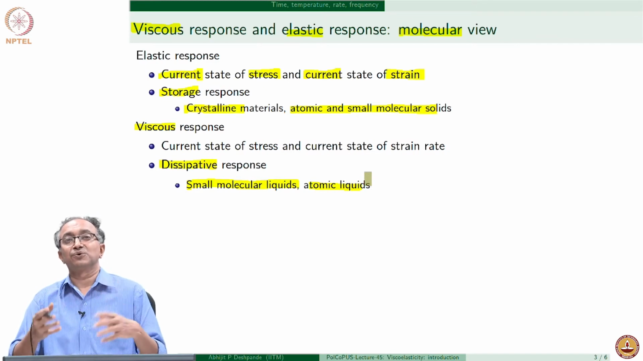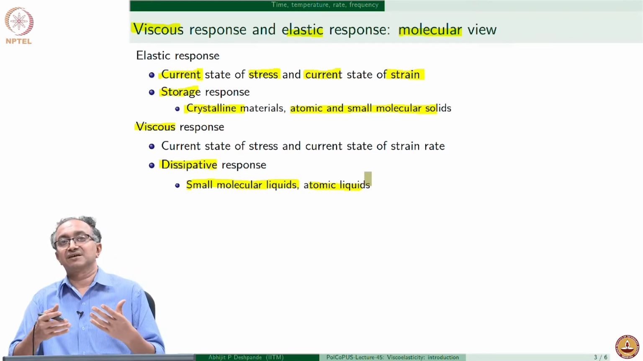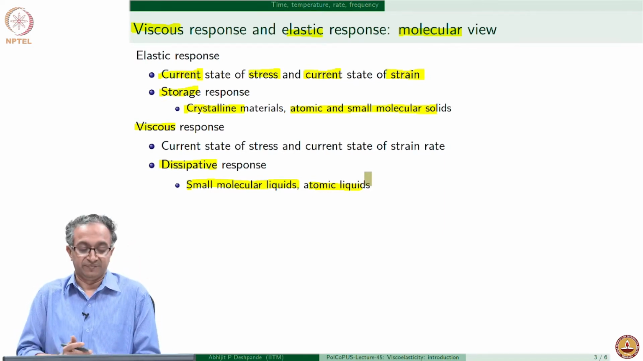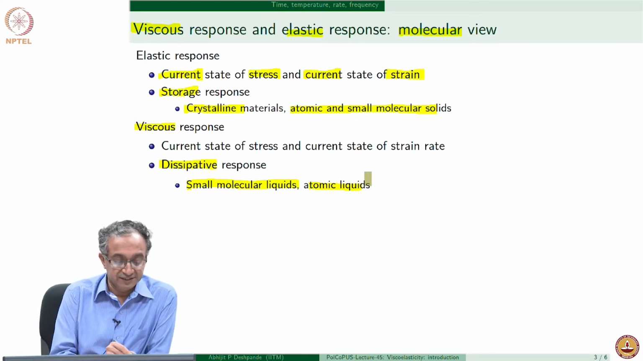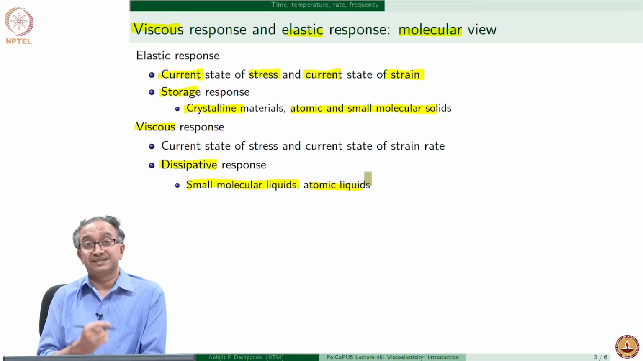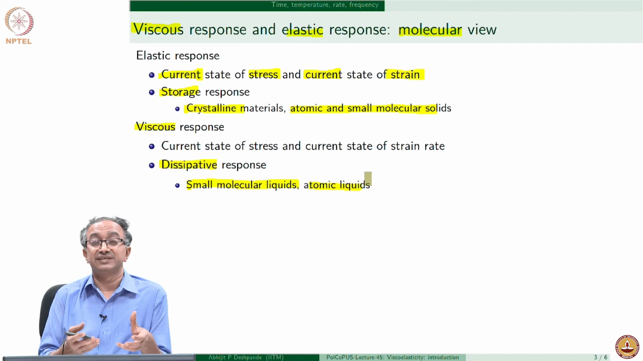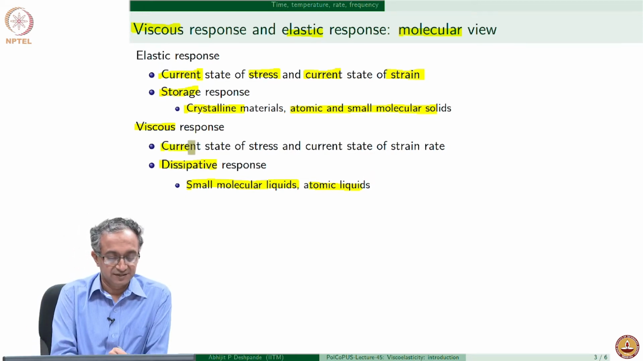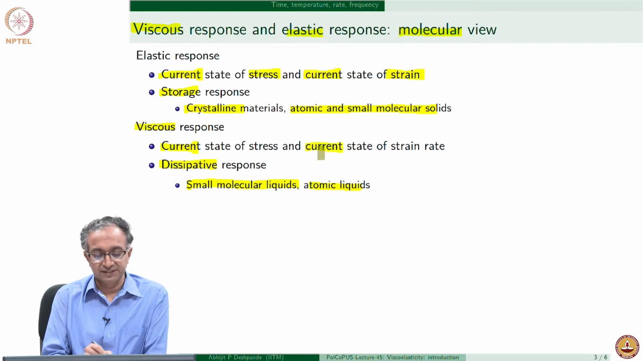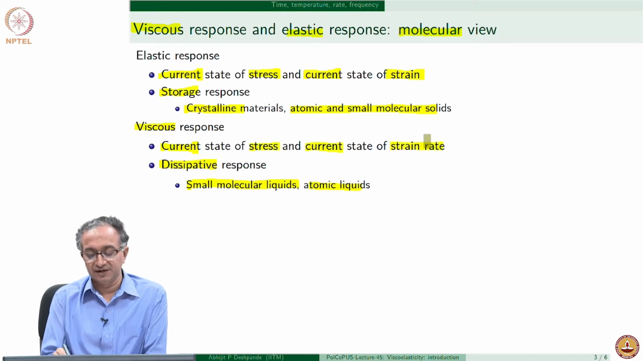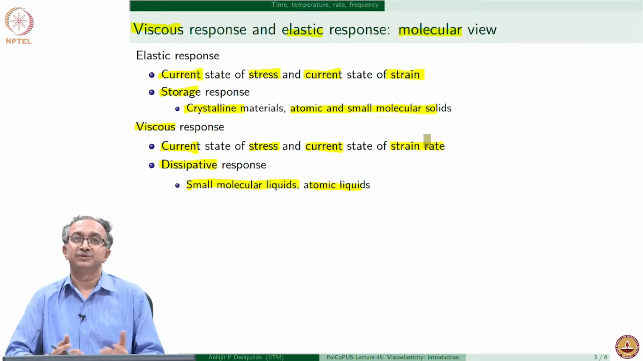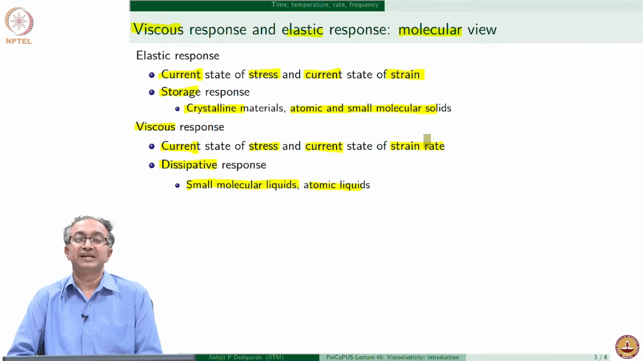They continue to collide and bombard each other as well as the walls of the container or pipeline wherever they are flowing. In this case, a steady state is always reached: when we apply a constant stress, we always reach a constant strain rate. So the current state of stress and the current state of strain rate are what are valid. If you look at a Newtonian fluid as an example, stress is proportional to strain rate.